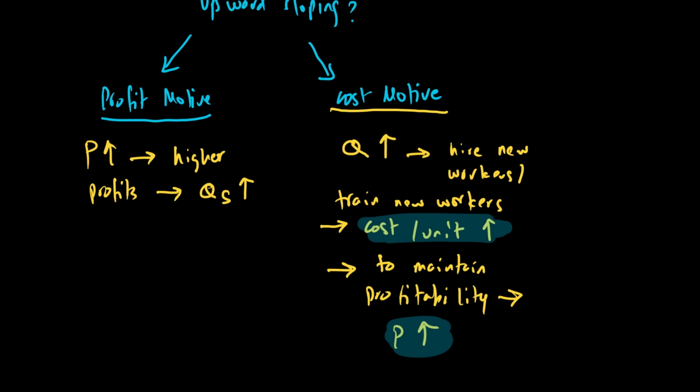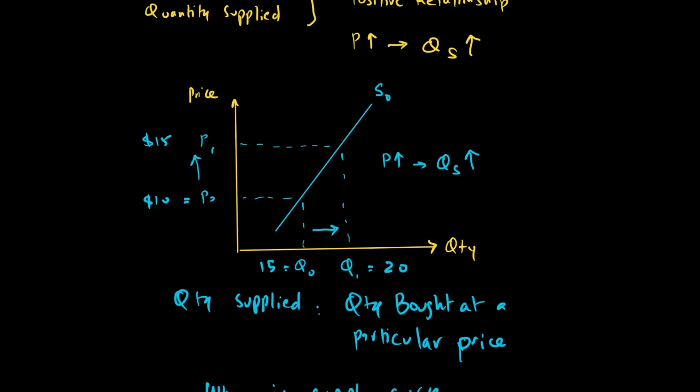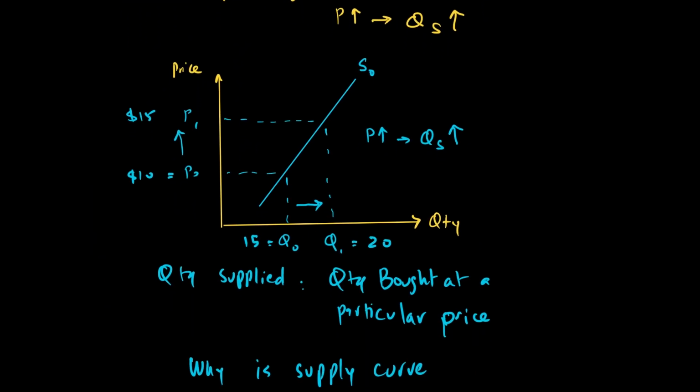So when you look at a supply curve, your supply curve is basically upward sloping because of not only the profit motive, which says this, that higher price leads to higher profits, but it's also because of the cost motive, which simply says this, that higher quantity can make the cost of production go up in the short run, basically because firms may not be well prepared to increase or expand output, which makes them increase their price in order to maintain their profitability.